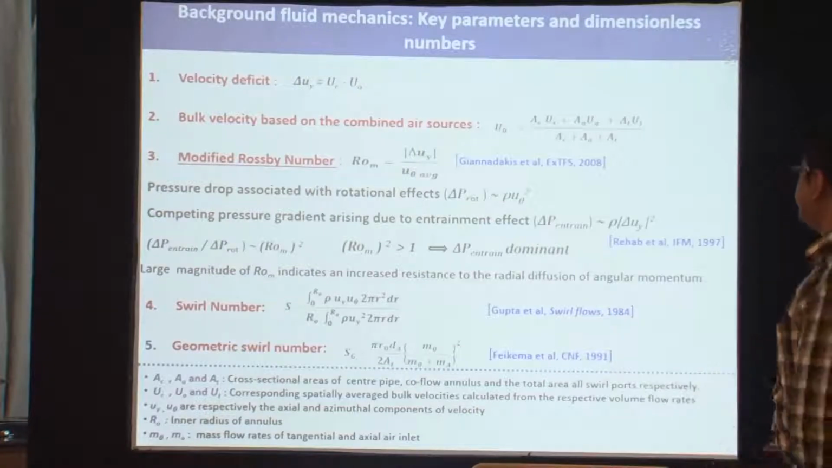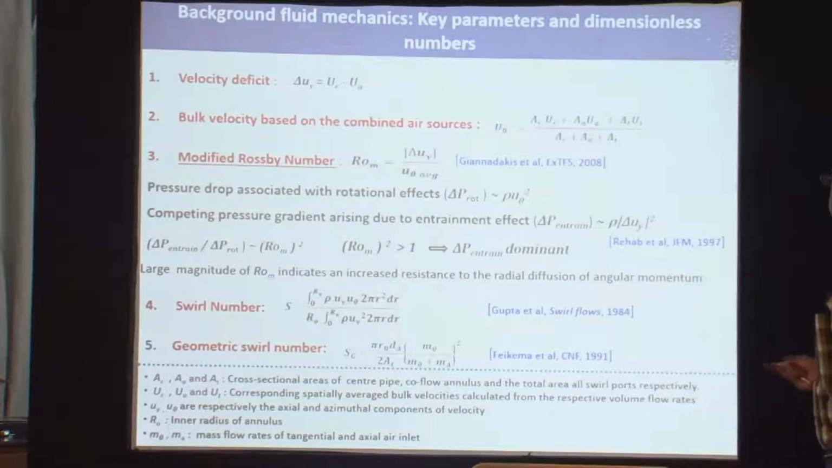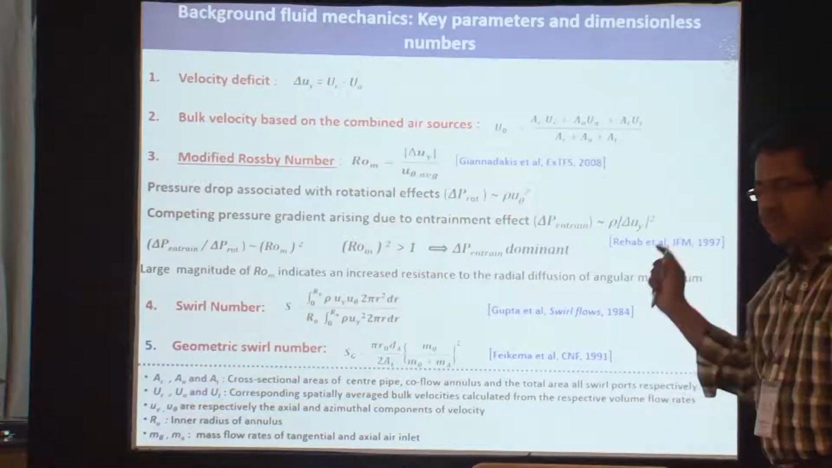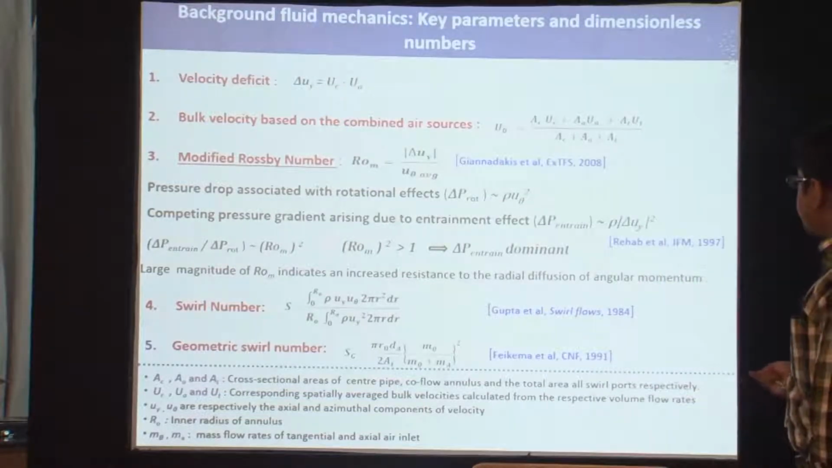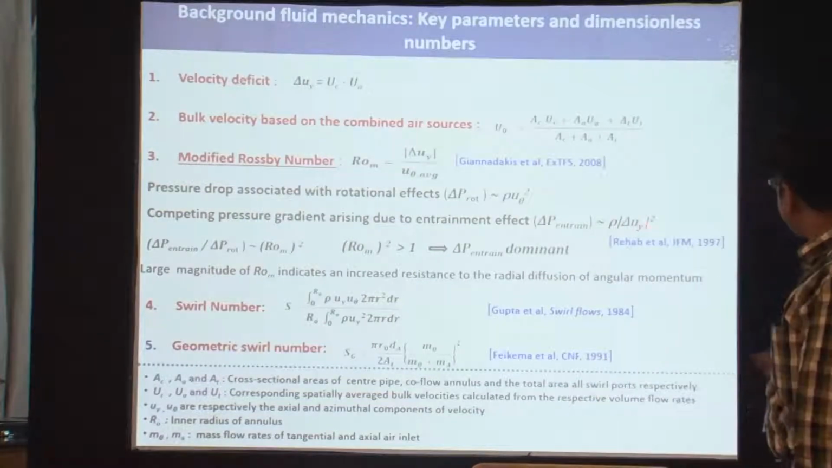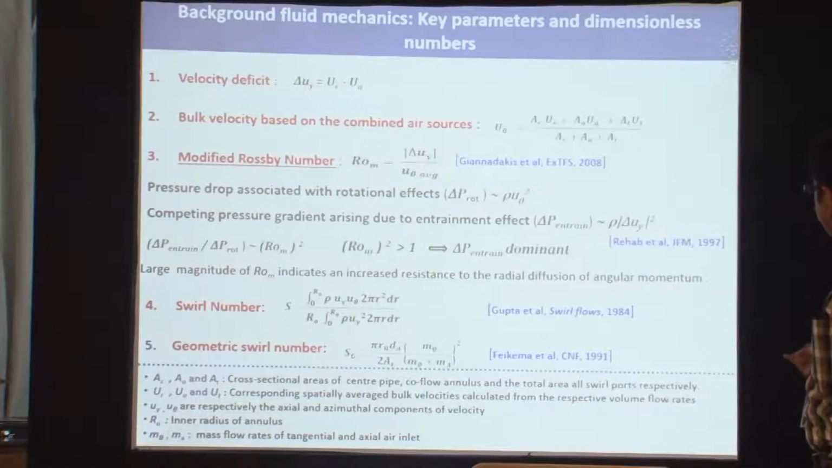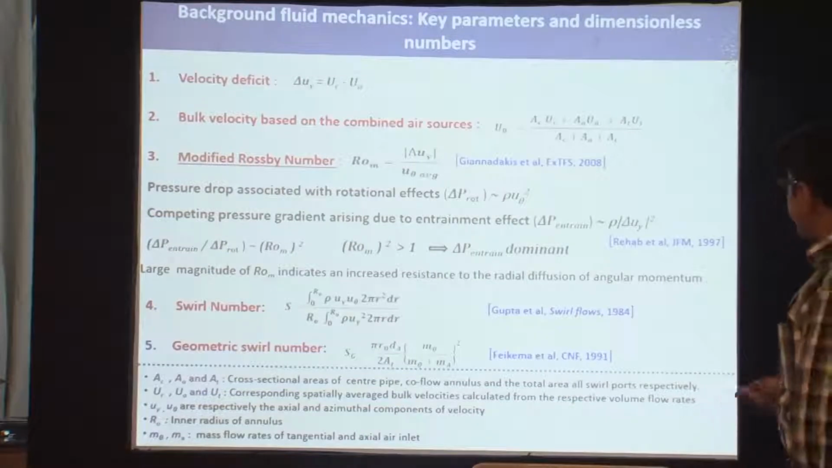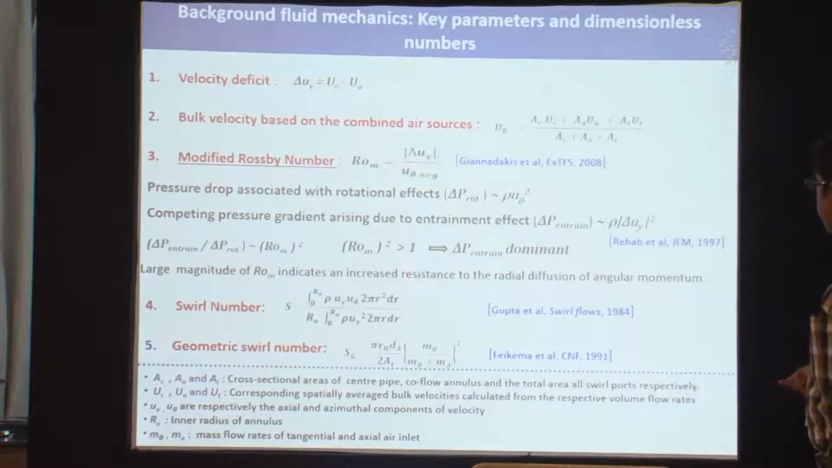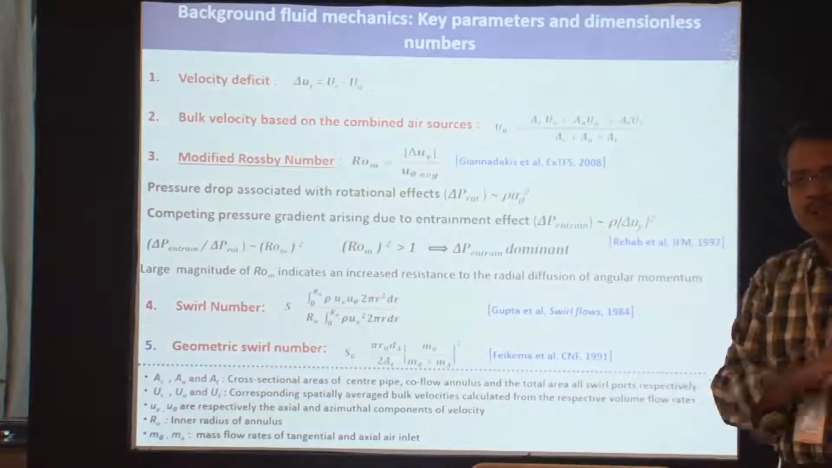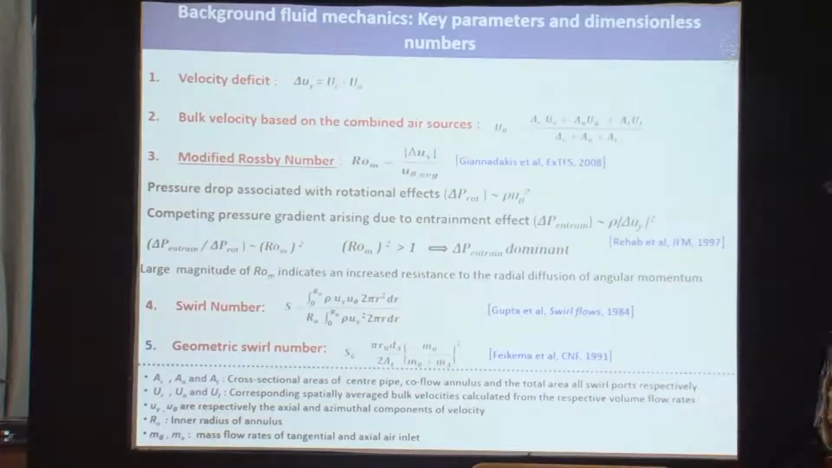We define the Rossby number as that delta Uy divided by the tangential velocity that you are supplying. The pressure drop associated with the rotational effects is given by the simple swirl number type of expression. The competing pressure gradient that arises due to the entrainment effect can be recast in this particular form. You take the ratio of the two, and it scales as Rossby number squared. So Rossby number much greater than 1 means the entrainment effect is dominant. Rossby number much less than 1 means the swirl effect is dominant.